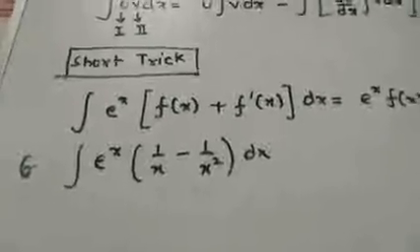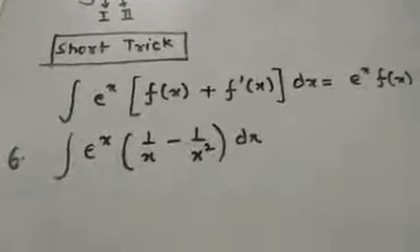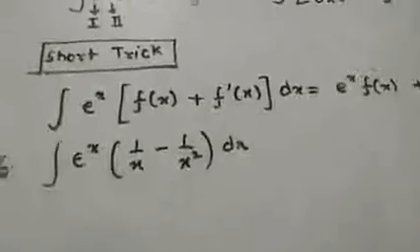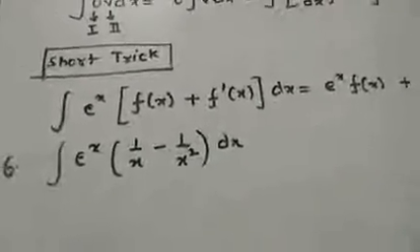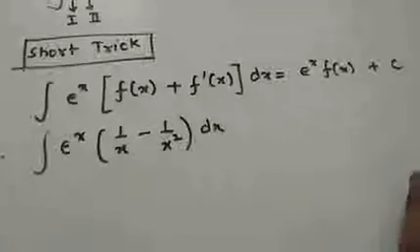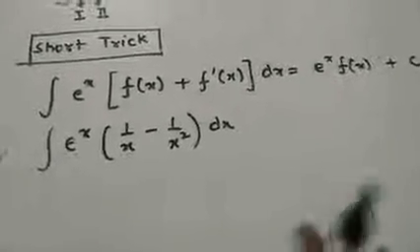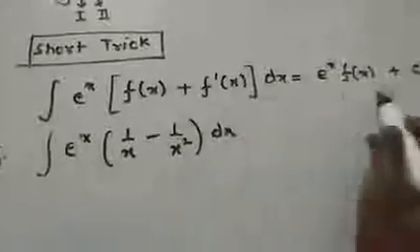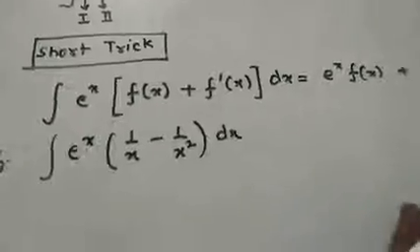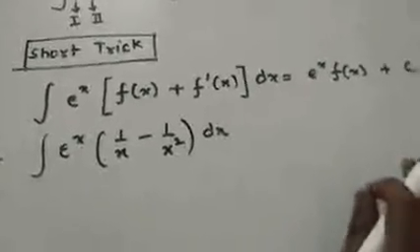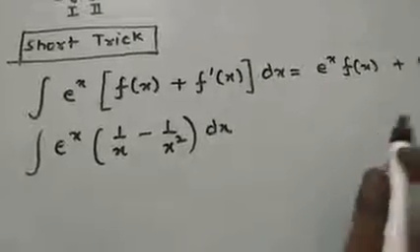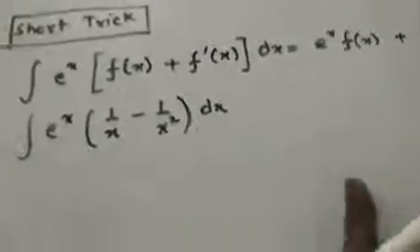For the theory part, if you are using the short trick, then you have to prove this short trick first, showing where you are getting it from. Then you can use the short trick result, and after that you get 6 out of 6. Otherwise, if you directly write the short trick and solve the answer, you will get 3 or 4 marks, not the full marks.